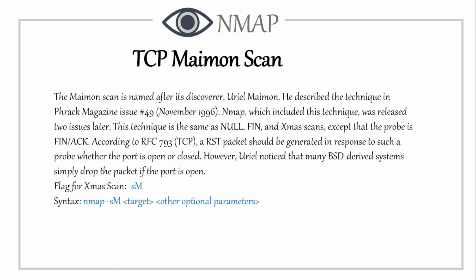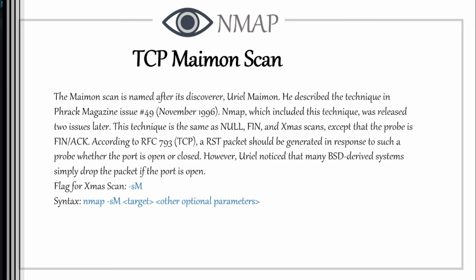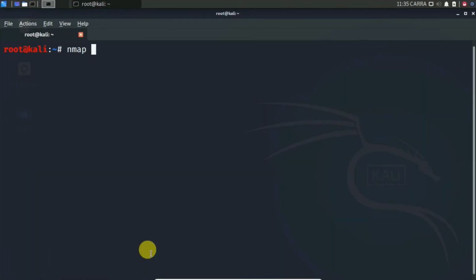Flag for Maimon Scan, -sM. Syntax: nmap -sM, target, and you can use other optional parameters. Use the following command for TCP Maimon Scan and check the below output.